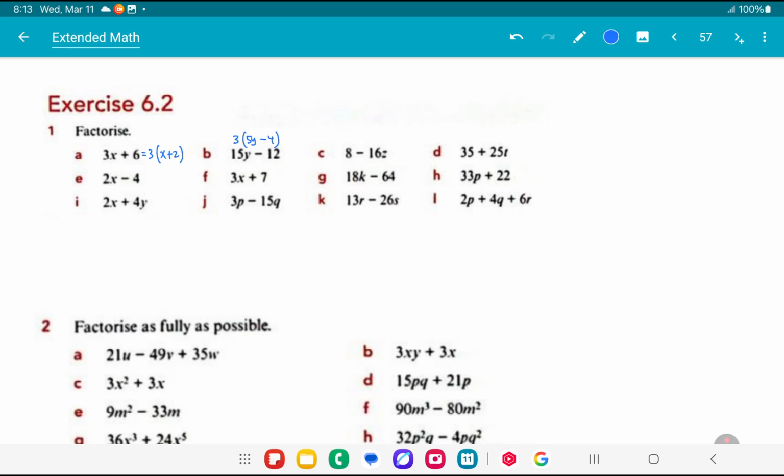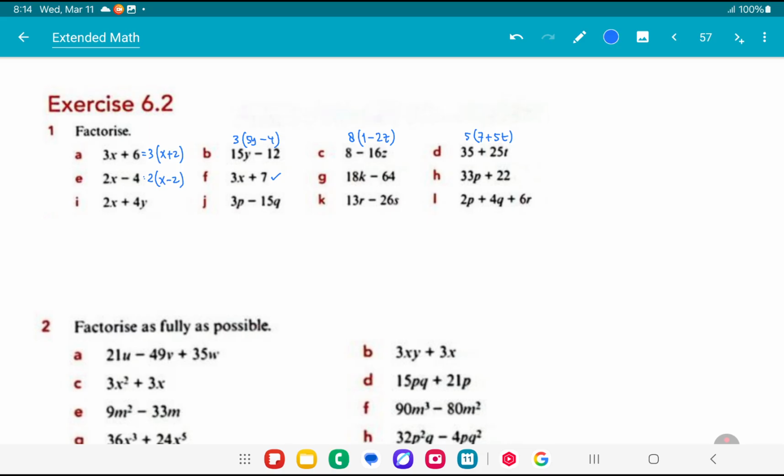For question C, 8 minus 16z, we can divide by 8, so we get 8 multiplied by 1 minus 2z. And then question D, 35 plus 25t, we can divide by 5, so we get 5 multiplied by 7 plus 5t. For question E, 2x minus 4, we can divide by 2, and we get 2 multiplied by x minus 2. 3x plus 7, this is already the simplest factor.